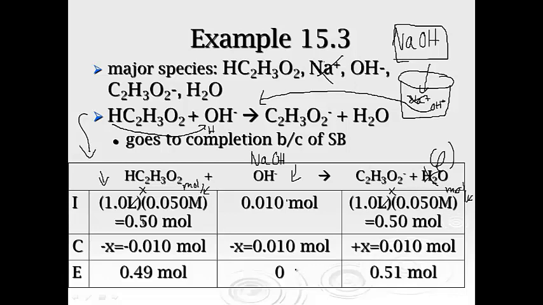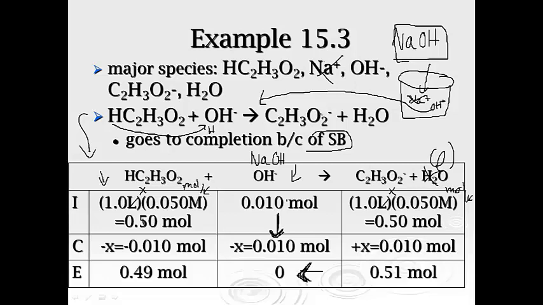Okay, so when this runs to completion, this is going to be gone. This is going to be totally gone right here. So this is going to be our change, our only change here. So we're figuring out that we know we have 0.010 is going to take away from this and it's going to add to this. And the reason I know it goes to completion is because the whole idea is that it's a strong base.